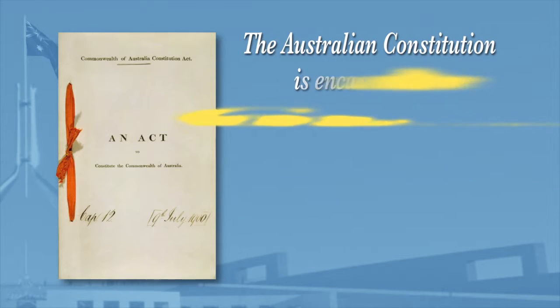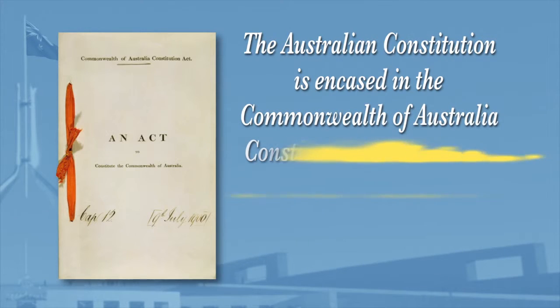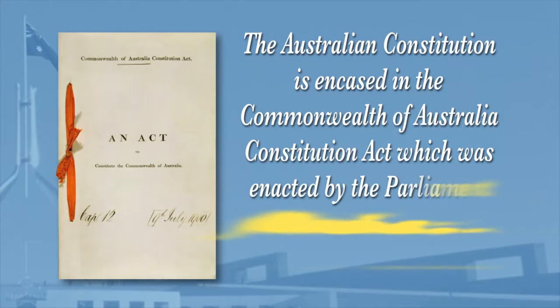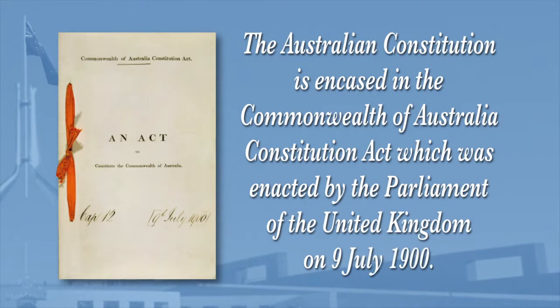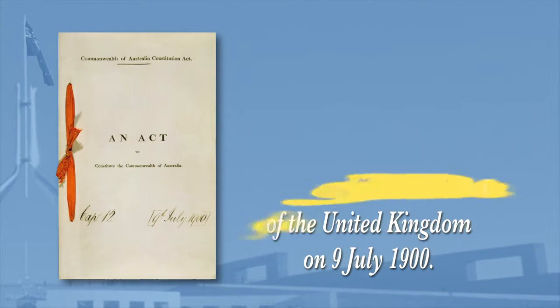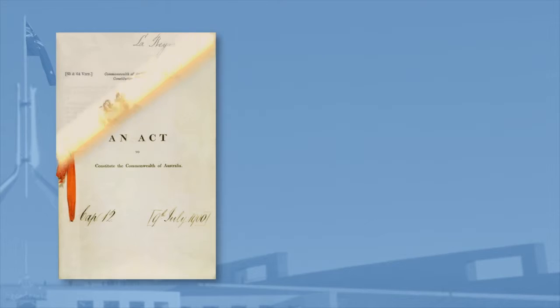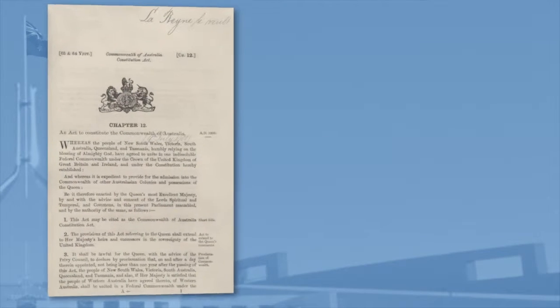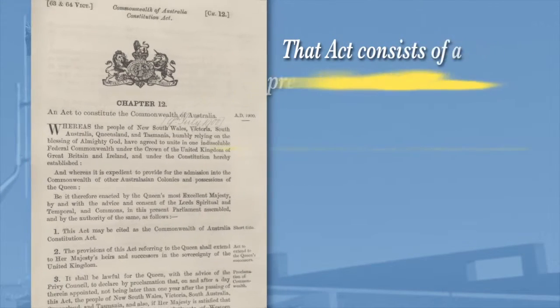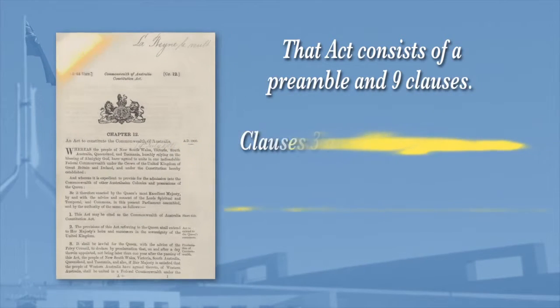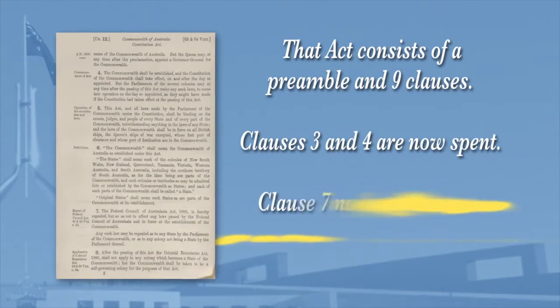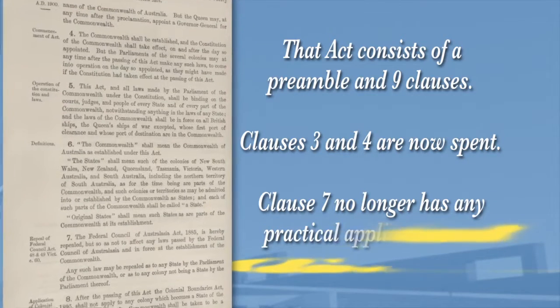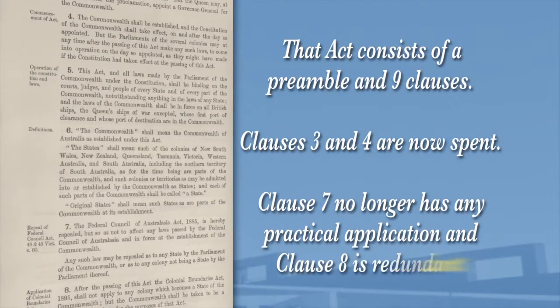The Australian Constitution is encased in the Commonwealth of Australia Constitution Act, which was enacted by the Parliament of the United Kingdom on the 9th of July, 1900. That Act consists of a preamble and 9 clauses. Clauses 3 and 4 are now spent. Clause 7 no longer has any practical application, and Clause 8 is redundant.